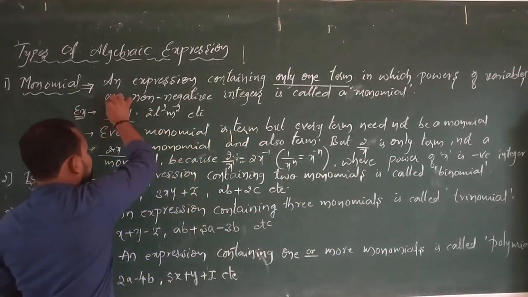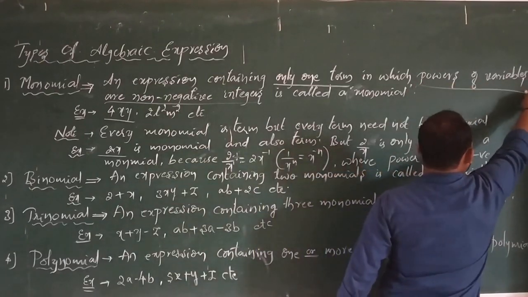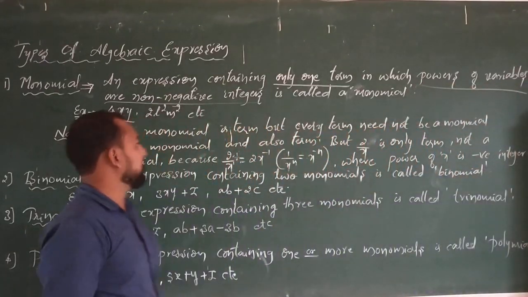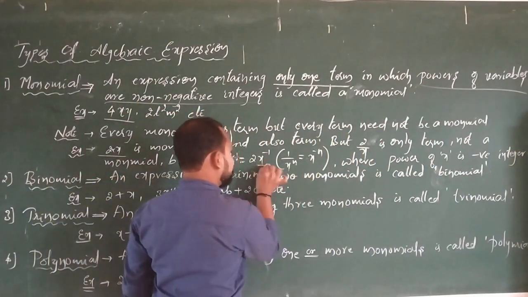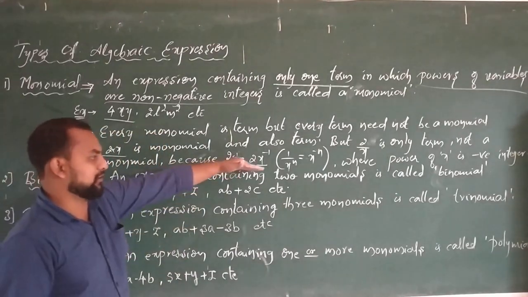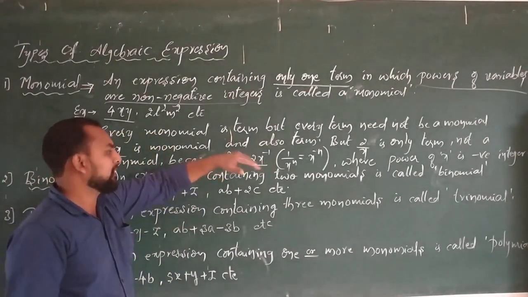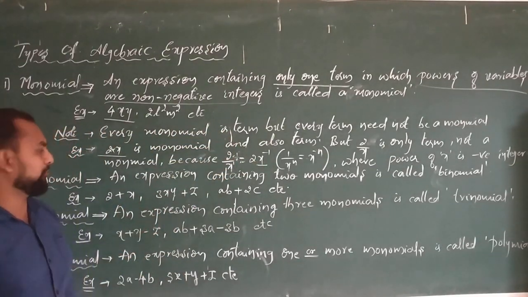Our condition is that the power of the variables must be a non-negative integer. Here the power of the variable is minus 1, so this is not a monomial. Okay, here 2 by x is only a term, but it is not a monomial.